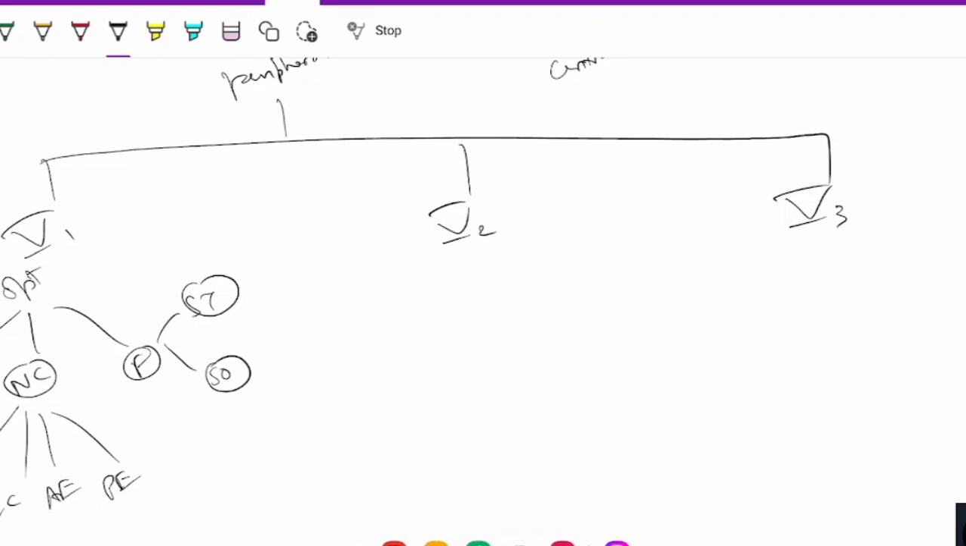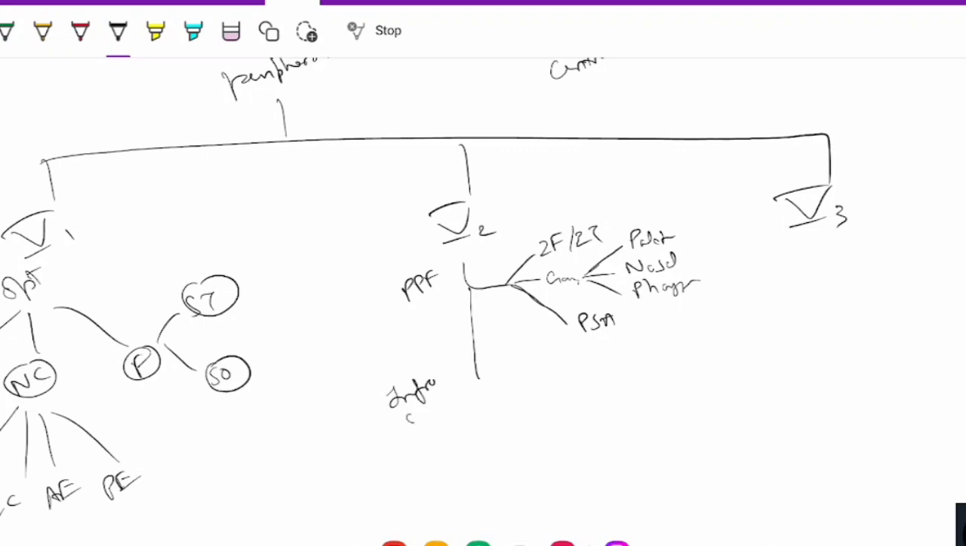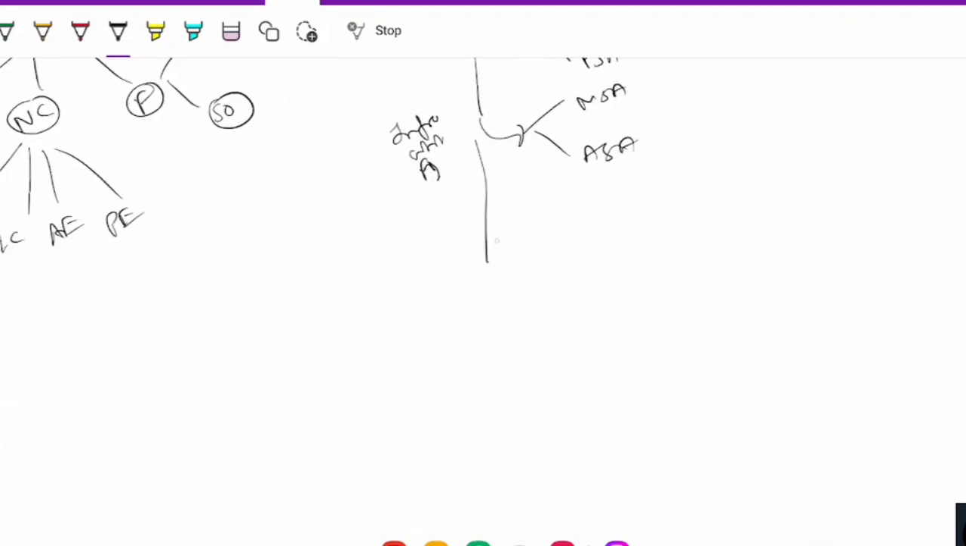Coming back, we have V2 that is maxillary. It gives off first three branches at PPF level: zygomatico-frontal and zygomatico-temporal. Then it will also give ganglionic branches. That was your palatine, nasal, pharyngeal. Then it gave off another branch that was PSA. It continued in infraorbital fissure and it gave off MSA and ASA.